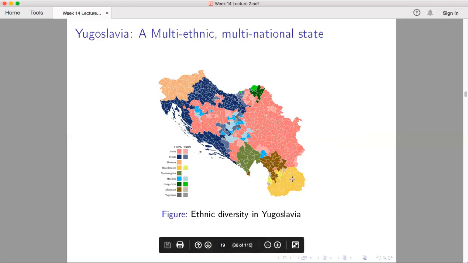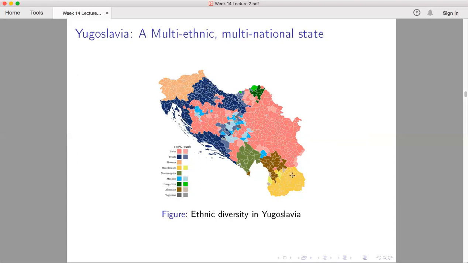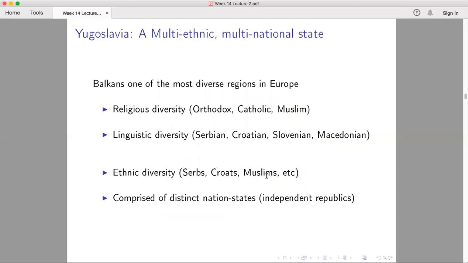Montenegrins are kind of a different ethnic population, as are Macedonians. We also see ethnic Albanians in Kosovo. So there's a wide variety of different ethnicities. And in fact, there are distinct nation states in Yugoslavia.